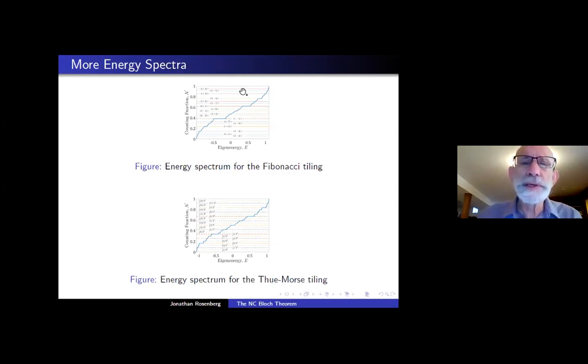But for the non-periodic tilings, this is the Fibonacci tiling, and this is the 2A Morse tiling. The energy spectrum is more fractal looking, and the counting function tends to look something like a Cantor function. So it's something like this, which is very irregular, even though it's continuous.